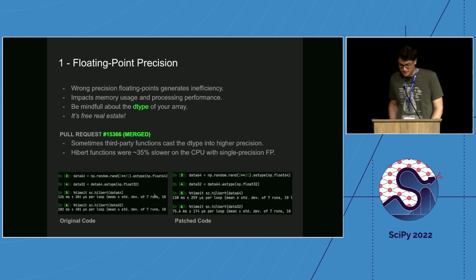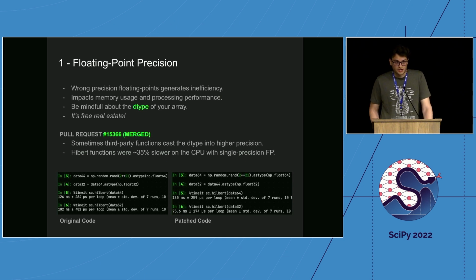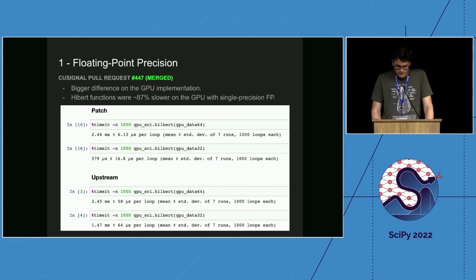This happens because the Hilbert method was doing the casting internally and doing all the computations and memory allocations in float 64 instead of float 32. So we measured a 35% slower execution on the CPU with single precision here. And it's now patched and merged upstream.